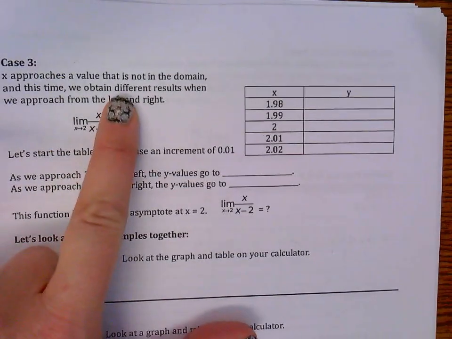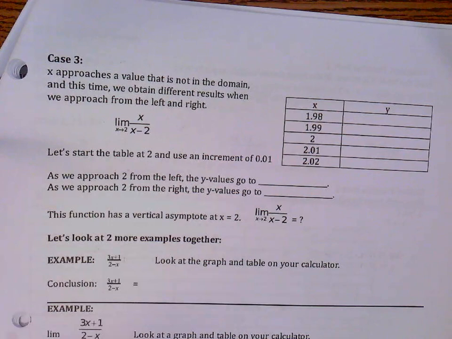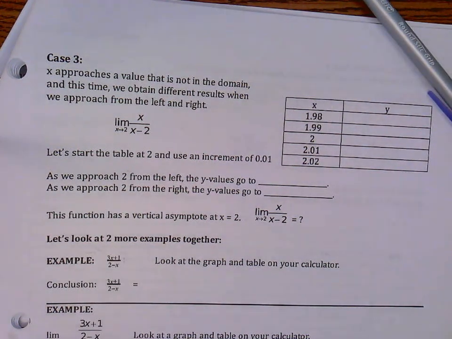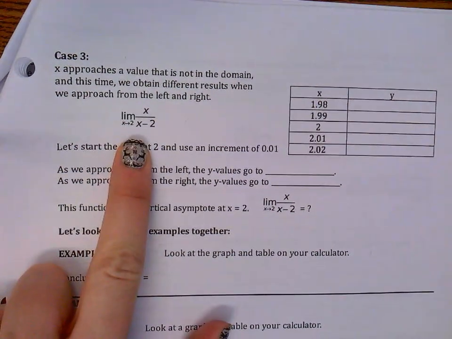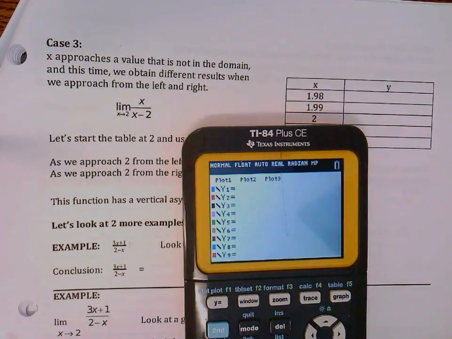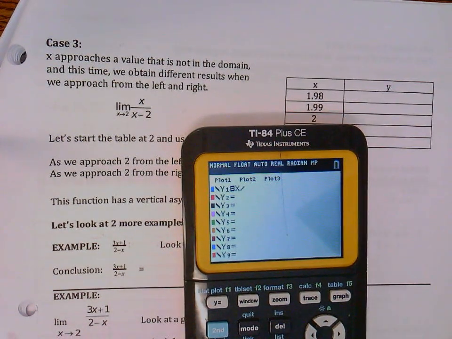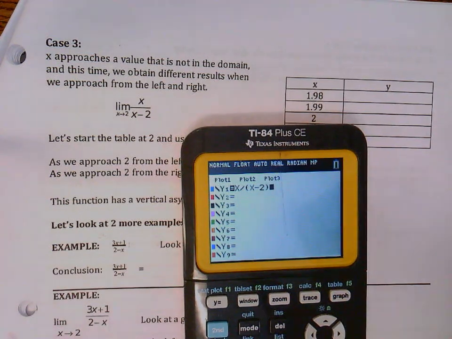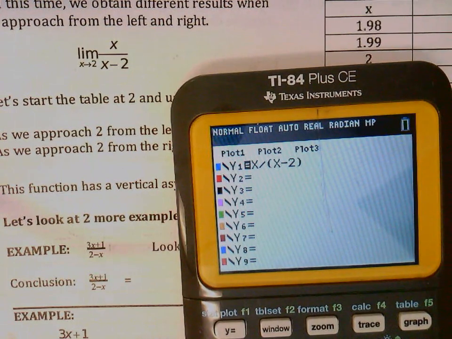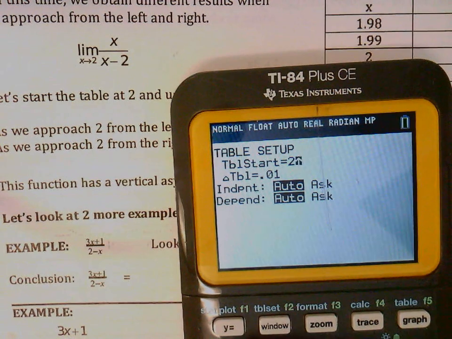All right, so case number 3 says, what if x is approaching a value that's undefined, and this time we obtain different results from the left and the right? This is one of those where the arms are going in different directions. So let's do this last function on our calculator. We're going to plug in x divided by parentheses x minus 2. Make sure you put the denominator in parentheses and get your table set up to start at 2, and count by 0.01.